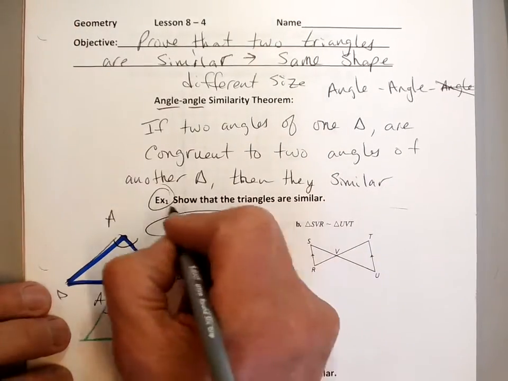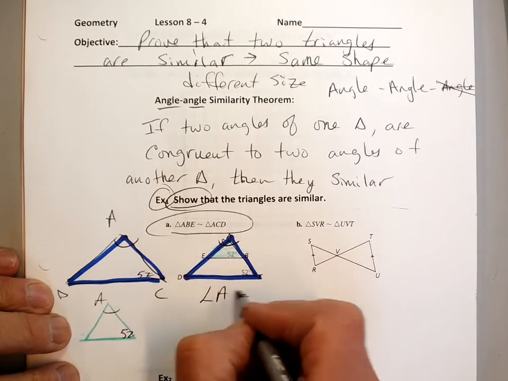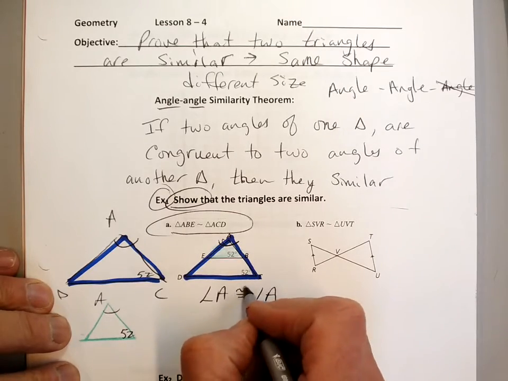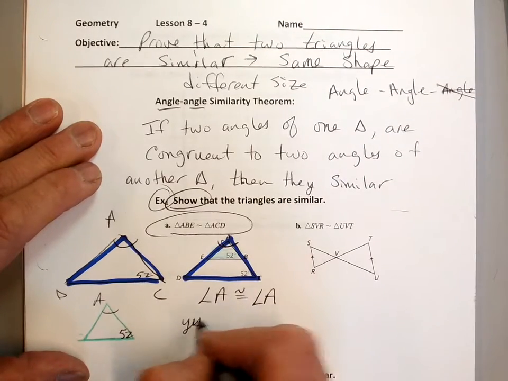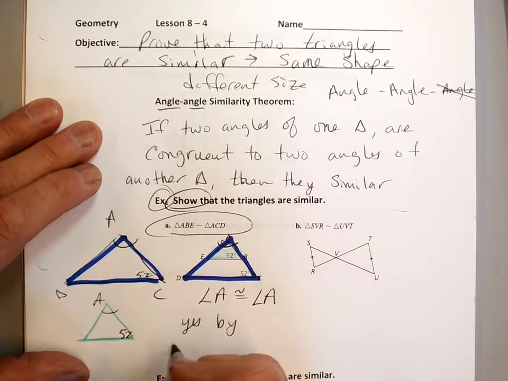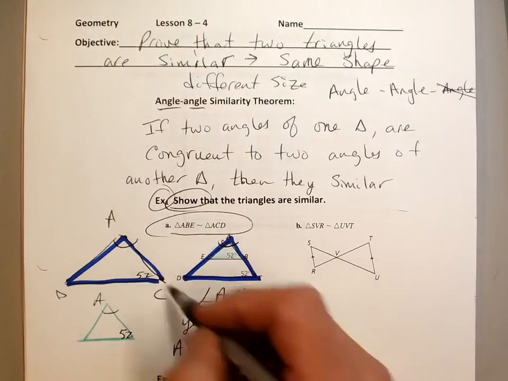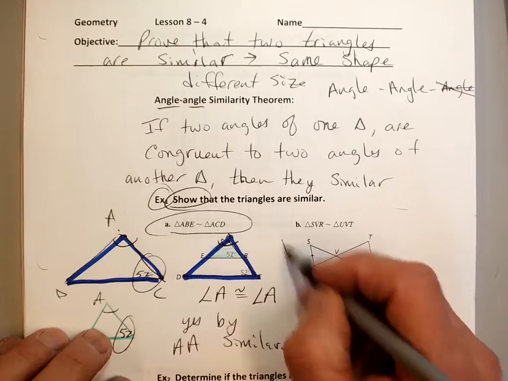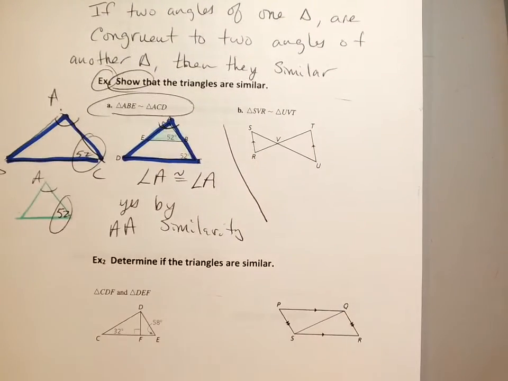To show this, I can say that angle A is equal to angle A. All right, we know that. You can use this symbol, congruent, okay? So now I have angle, angle. So I can say yes, by angle, angle similarity, okay? Because I've got the 2 angles, 52, 52, and angle A to angle A, okay? All right. Well, B. Gosh, if I look at B, there's nothing.